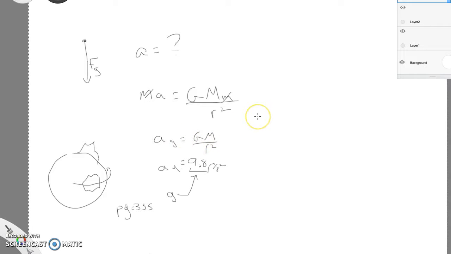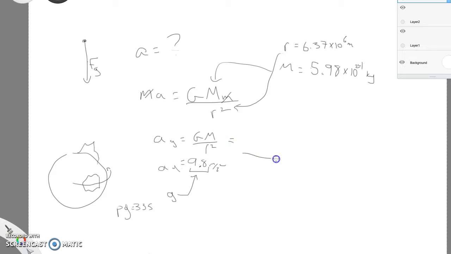So now that we've done this, if Earth's radius is equal to 6.37 times 10 to the 6th meters, and Earth's mass is 5.98 times 10 to the 24th kilograms, plug these values in and go ahead and find what the acceleration from gravity is.